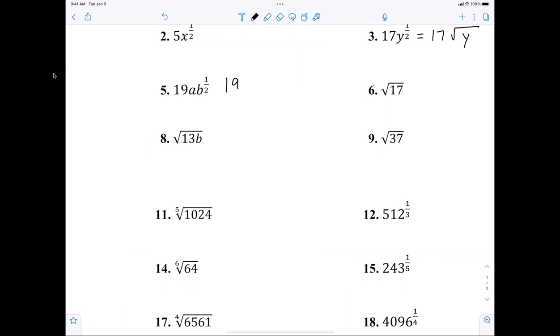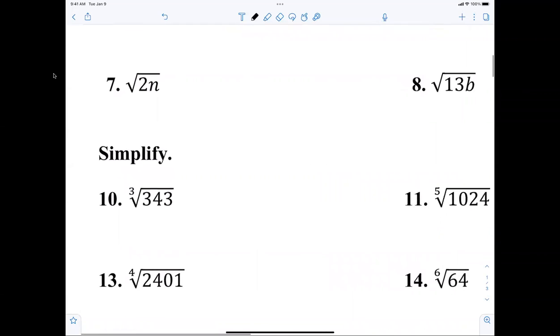19 a square root b. Don't be confused by that. The only one that has a 1/2 power is what? B. What's A's power? 1. What is the power for 19? 1. If there's no number, it's a what? 1. So let's look at 7.